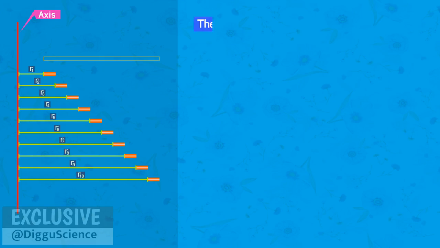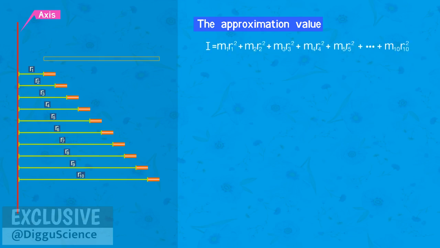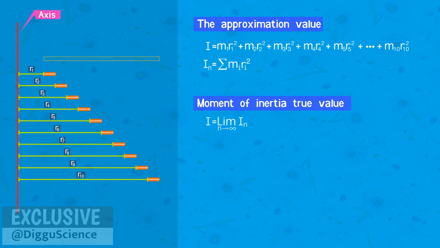Based on the discrete particle concept, the moment of inertia value is the sum of the moments of inertia of each mass element. That value can be written as I_n of n discrete object units is sigma m_i r_i squared. The true value of the moment of inertia will be known when the value of n goes to infinity, or I is the limit of I_n when n goes to infinity.